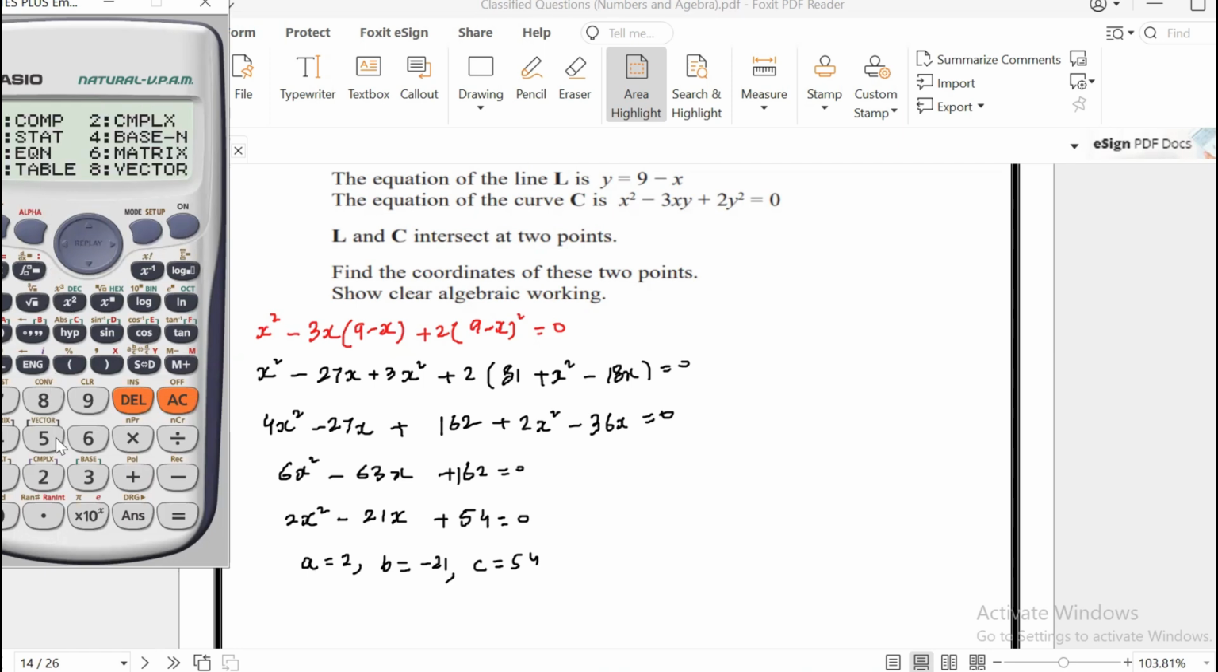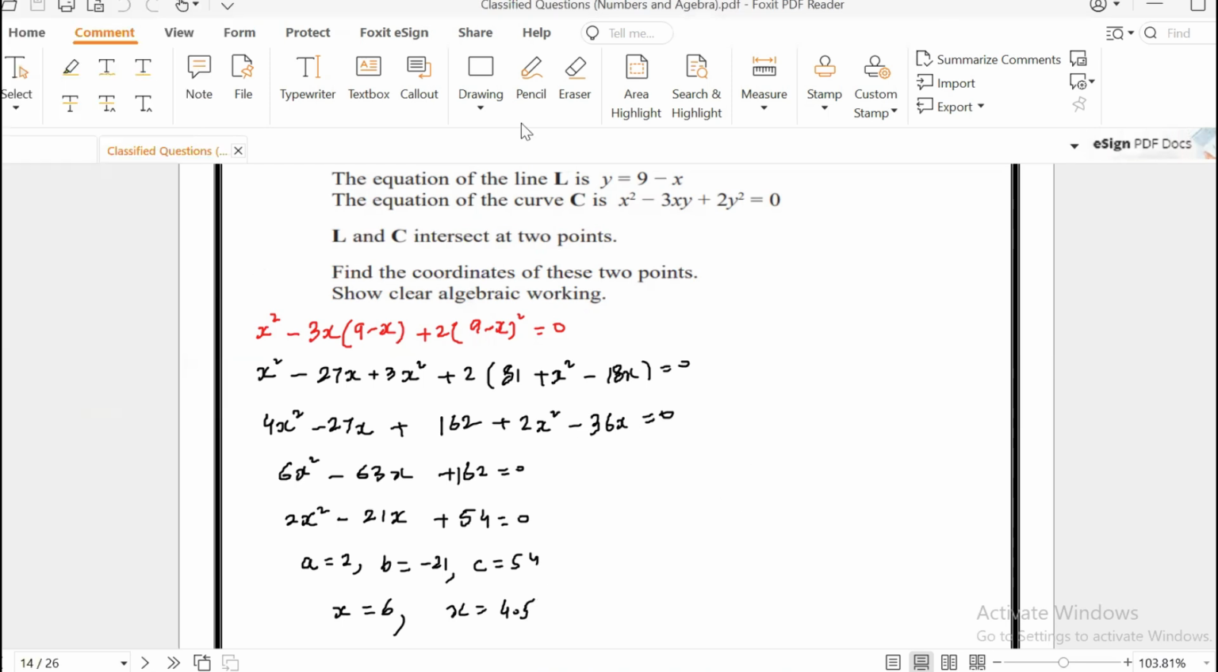We can check straight away in the calculator so that we can finish fast. Here we need the equation. It's quadratic, so 3, a value is 2, and then next we have minus 21, and then we are looking for c. C is 54. To this, press equal. The first value of x is 6, and the second value we have is 9 over 2, which is 4.5. So these are the values of x, and after this you can replace these values of x in y.